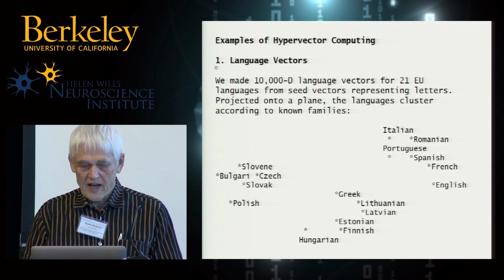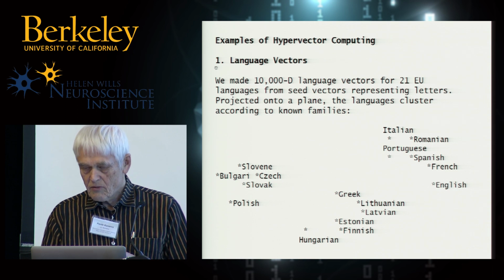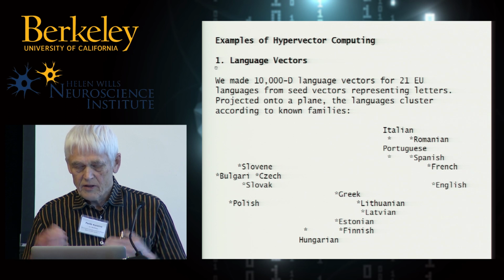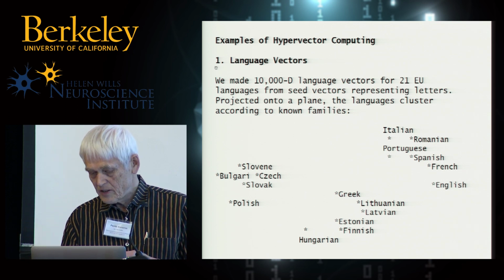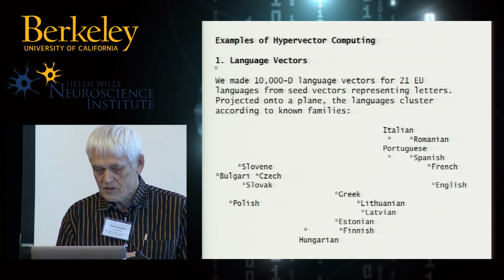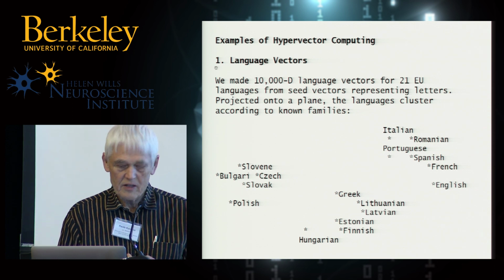and the encoding of the n-grams used the operations of rotation and multiplication, and then all the n-grams were summed into a single language vector. When we studied these language vectors, they cluster according to known language families.